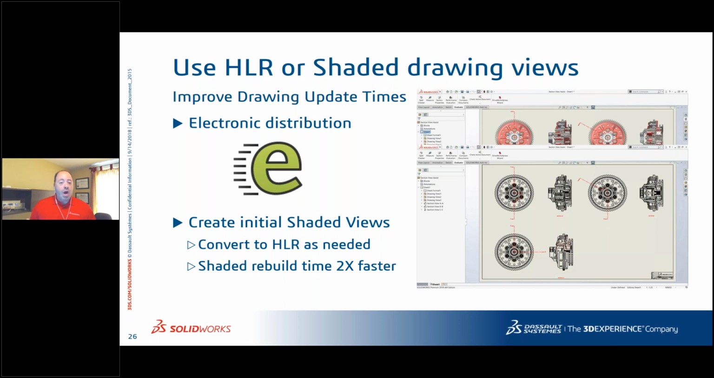So it's just a process, right? As you're creating your drawings, start putting the views in shaded no edges, and you can set that by default. And then when you're ready to start the detailing, dimensions, and all that information, just flip them on to hidden line remove when you need it. It's just going to make the whole drawing much faster to work with.